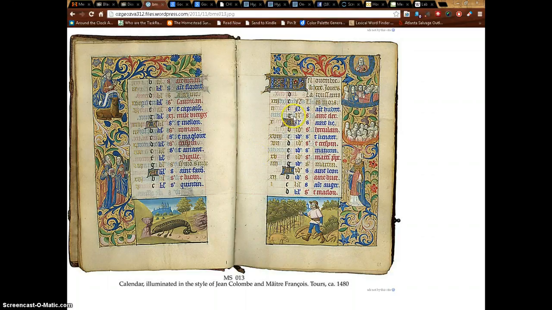So, let's see if I can figure out what month it is. Usually in a two-page calendar spread, the calendar is going to begin right here where you see my mouse. So it's always going to begin on the right. At the top of the page is where I'll find the month. So I see this that says KL, Calends. So these are all the columns that I've read about.